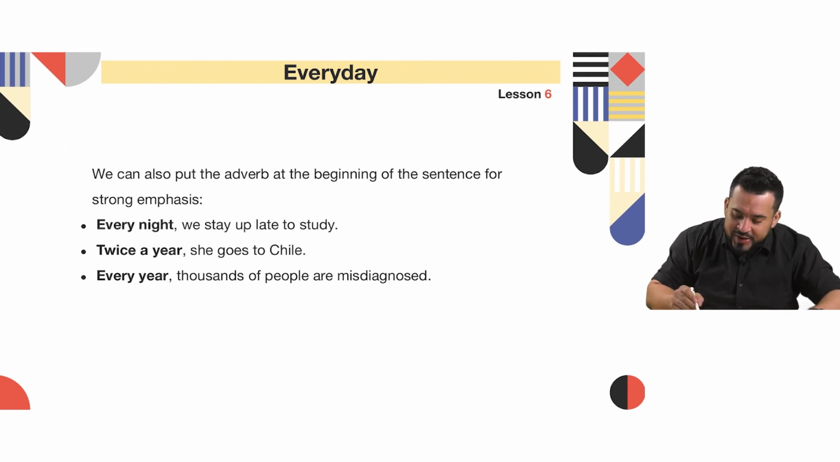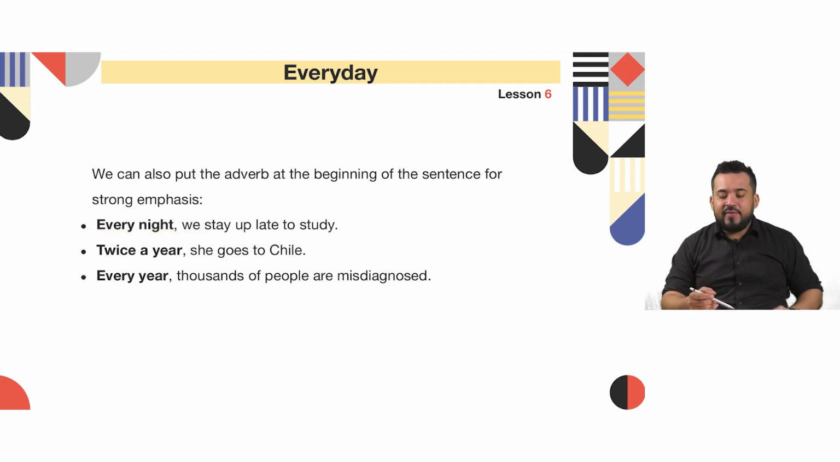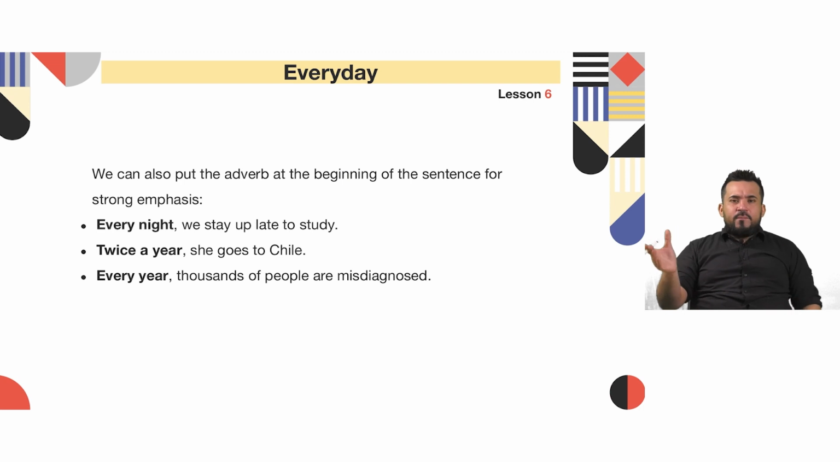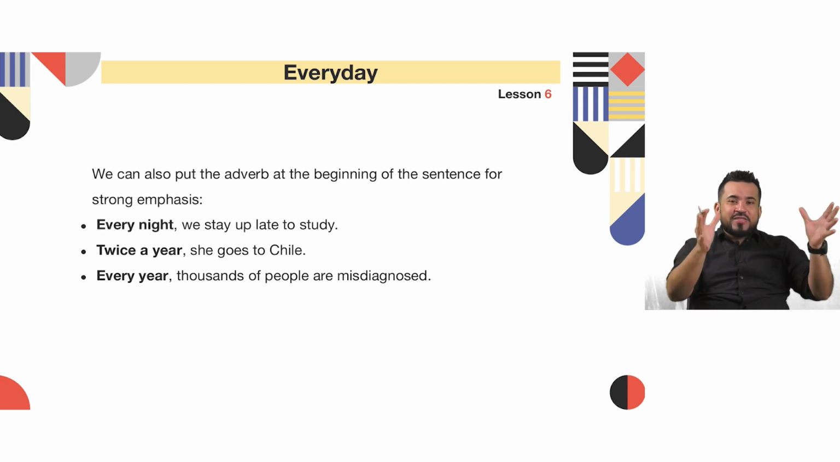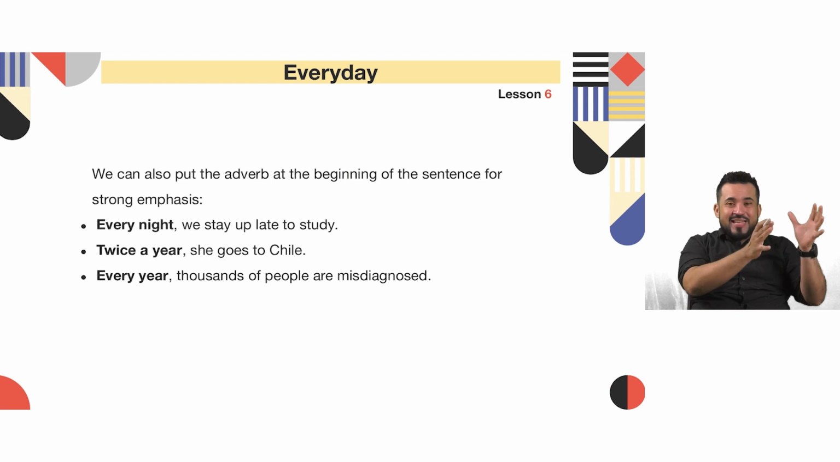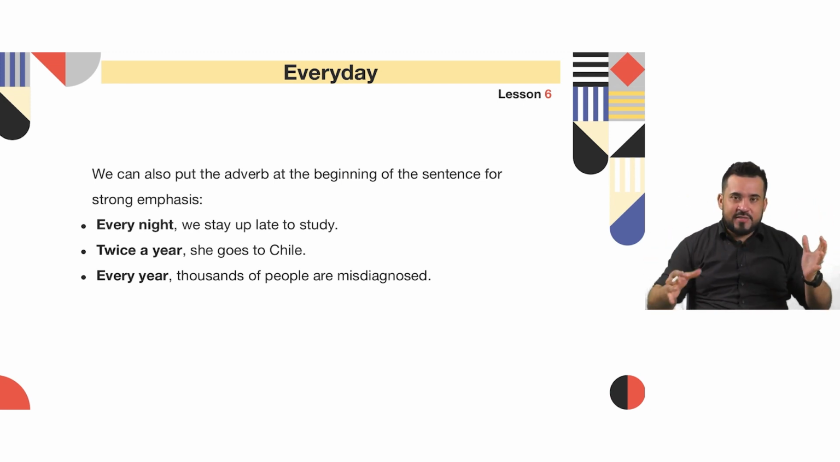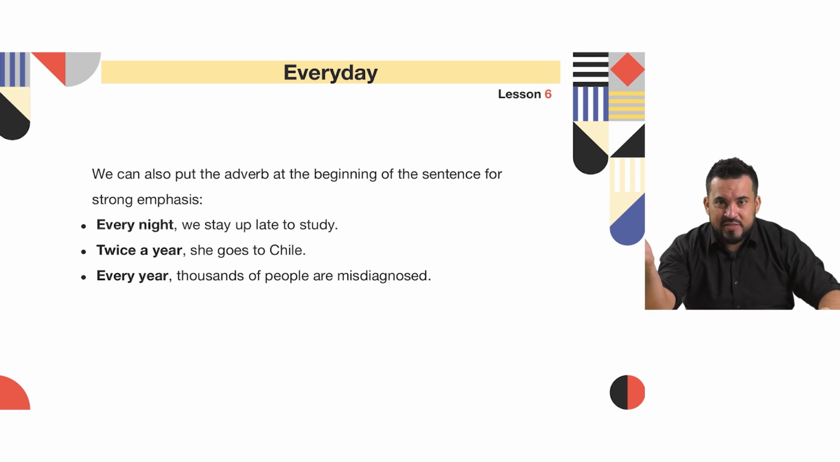We can also put the adverbs at the beginning of the sentence, like every night, we stay up late to study. When do we put the adverb in the beginning of the sentence? Normally, we put the adverbs at the beginning of the sentence if we want to emphasize something, okay? If we want to draw people's attention to it, we put it at the beginning of the sentence. This is for emphasis.